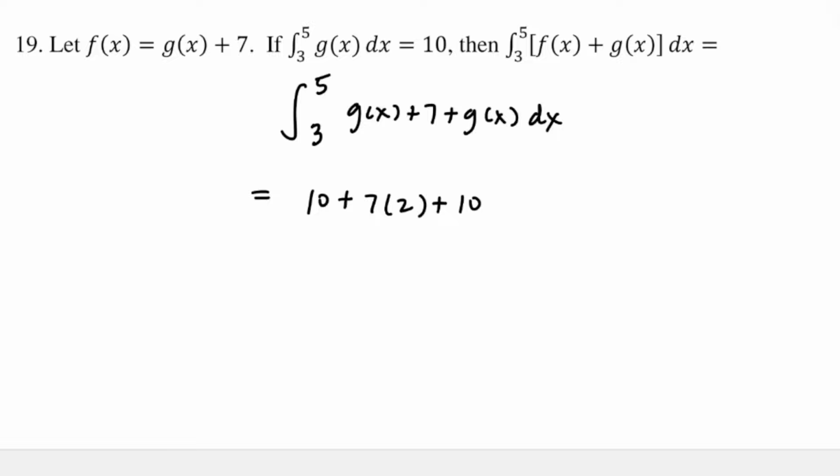But if you were confused about the 7 times 2, just remember this is like y equals 7 on the interval 3 to 5. So it would be a rectangle with height 7 and width 2, and that's why I've got the 7 times 2 right there. And so if I add those together, I'm going to get 34.